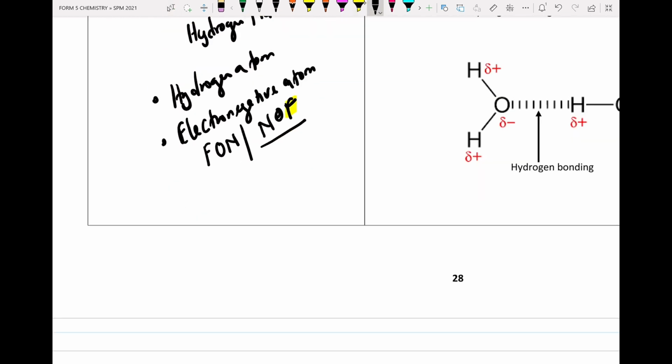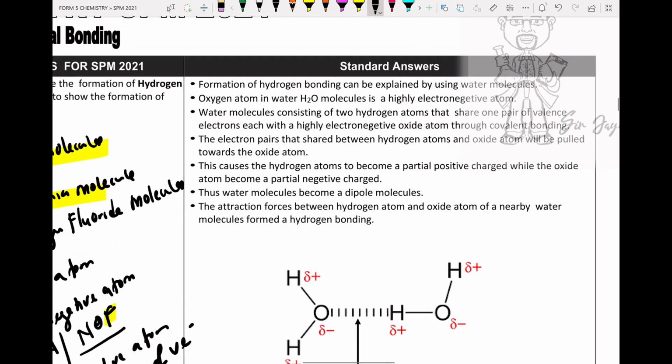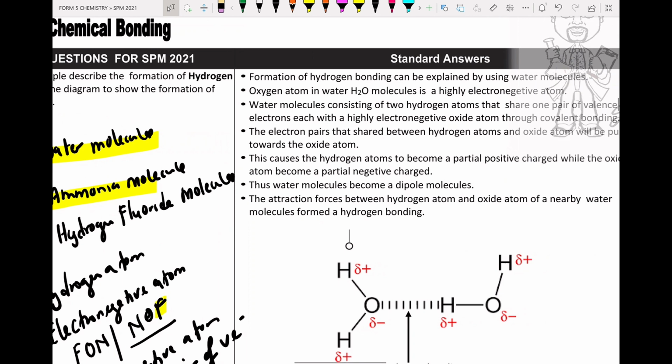And also the electronegative atom should have an unshared pair of valence electrons. Alright, so in the formation of hydrogen bonding, I'm explaining with the example of water molecule.